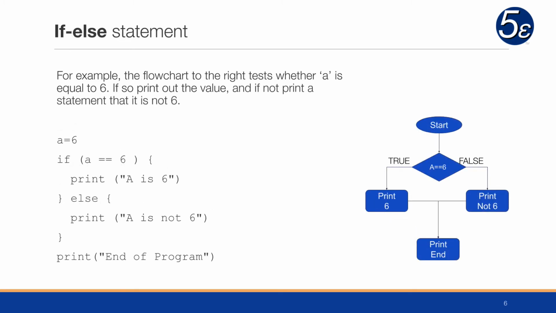Now, if we include an else statement, we might basically use here, if A equals 6, again, we will print A is 6, else print A is not 6. And you can see that in the flowchart on the right. So is A equivalent to 6? And since it's false, it will print not 6. Both of the branches will then join back at the end to print end of program.